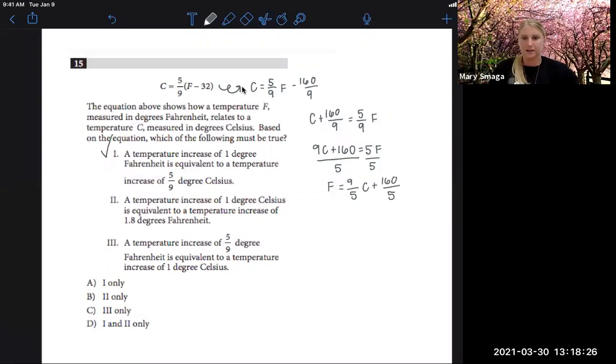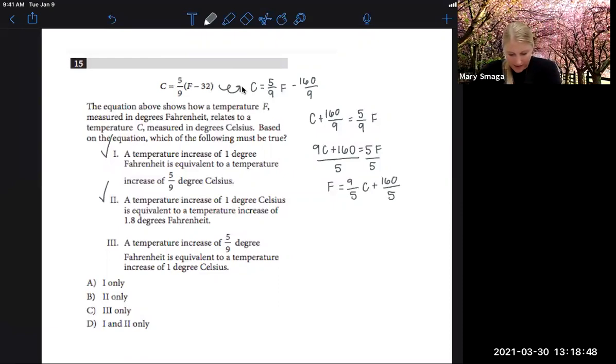Well, do we know off the top of our heads what 9/5 is? Let's type it in our calculators. Oh, 9/5 is 1.8. So if I have 1 degree of Celsius, so C is 1, that means my Fahrenheit is changing by 1.8 degrees. Now let's take a look.